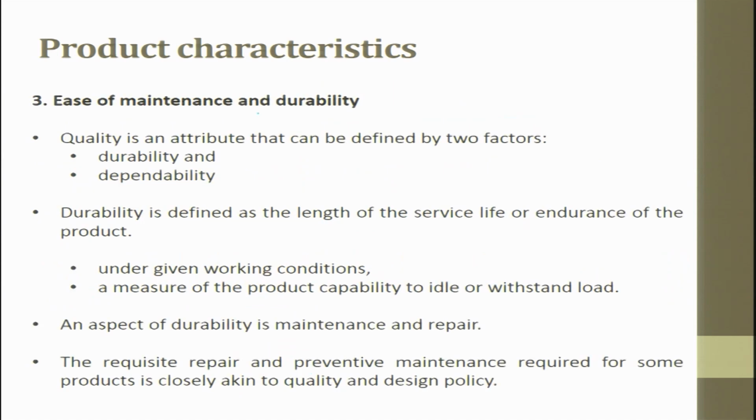Ease for maintenance and durability. Quality is an attribute that can be defined by two factors: durable and dependable. When you buy a shoe, we always look for durability and dependability. Durability is defined as the length of the service life or endurance of the product under given working conditions. A measure of the product's capability to withstand load is the definition of durability.